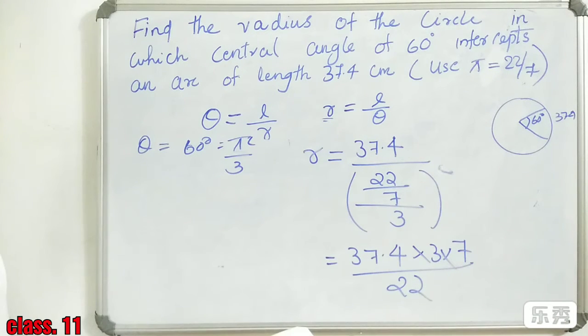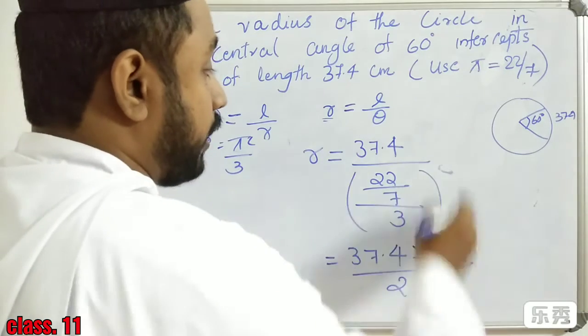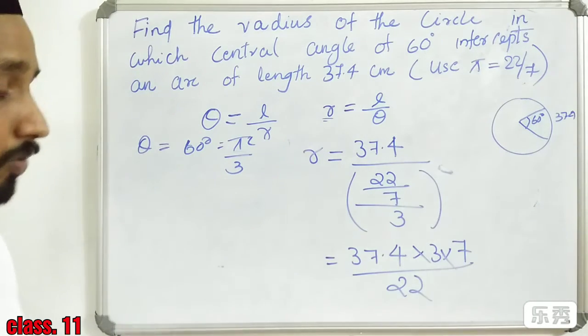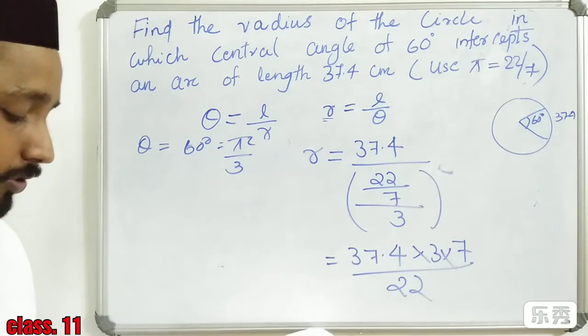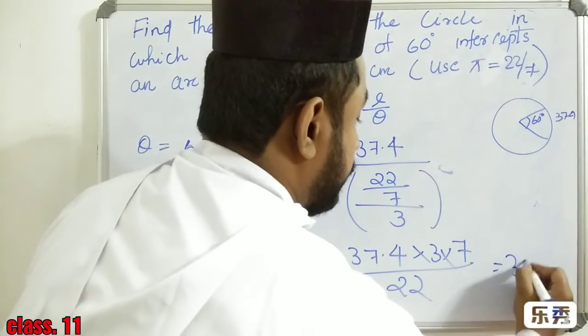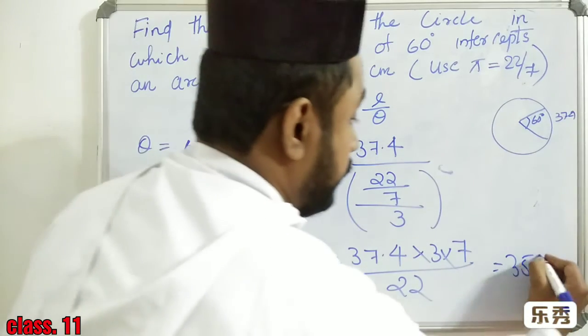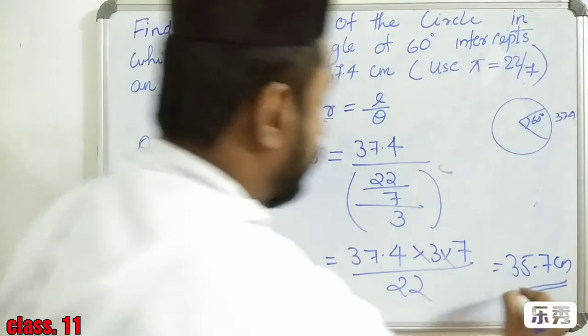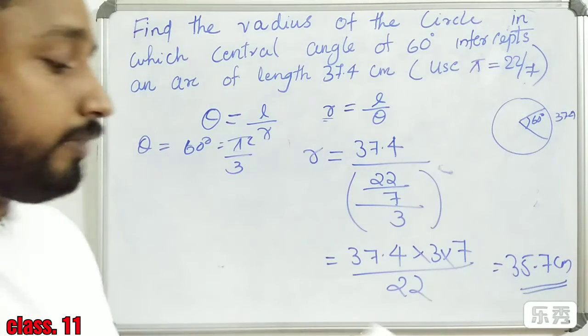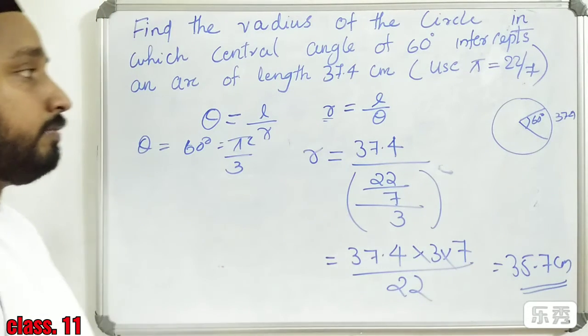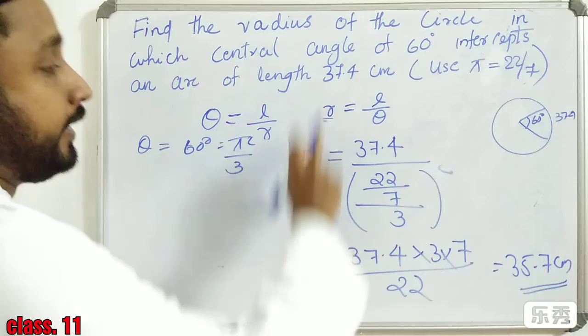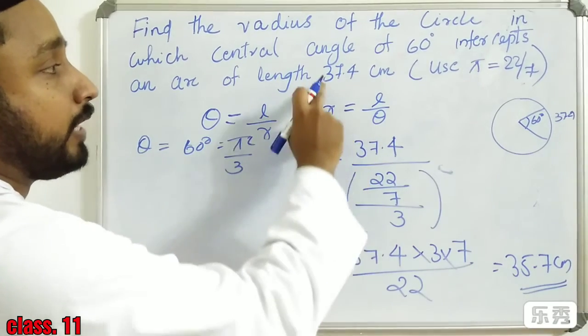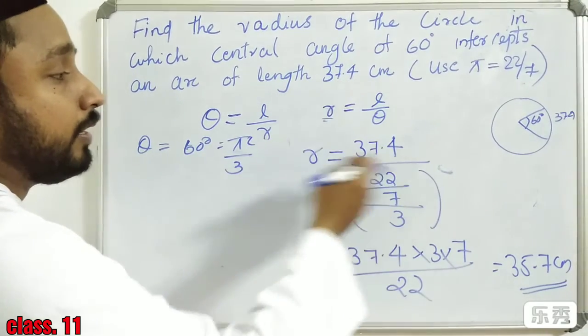So 37.4 into 3 into 7 divided by 22. When we calculate this, we get 35.7 centimeter. So R is equal to 35.7 centimeter. We have the formula L by theta, where L is given as 37.4 divided by theta.